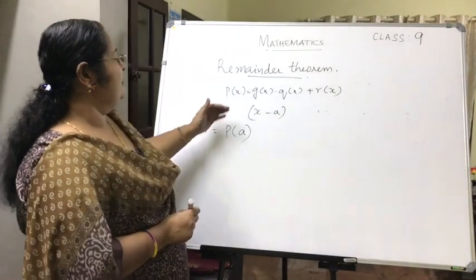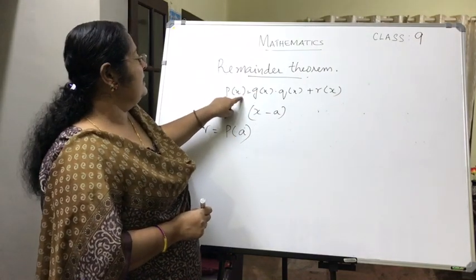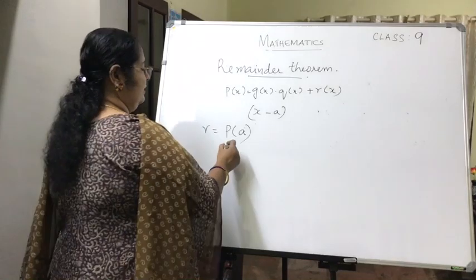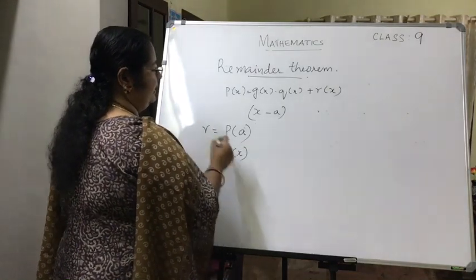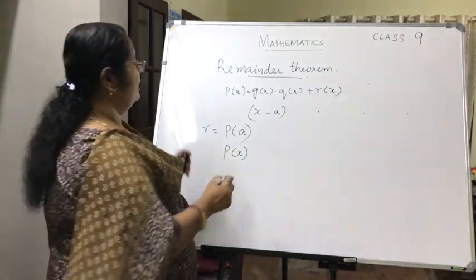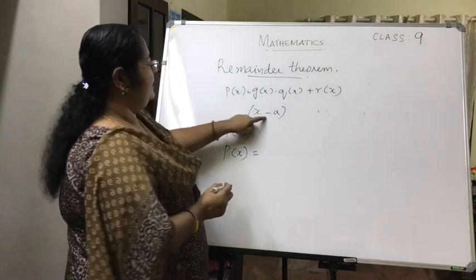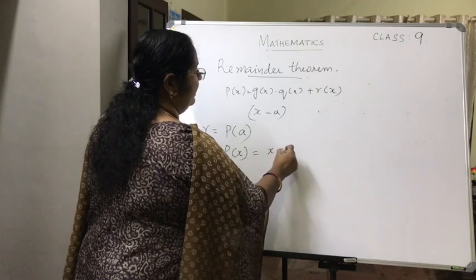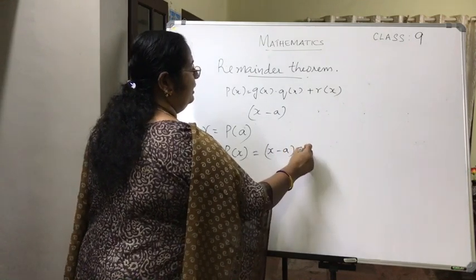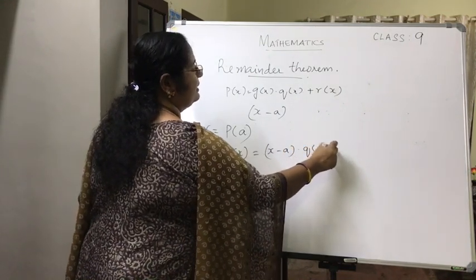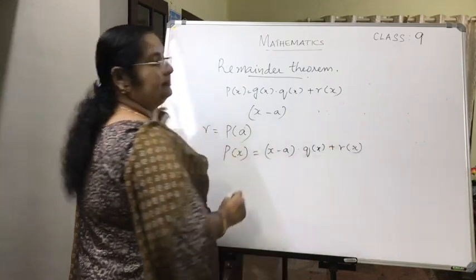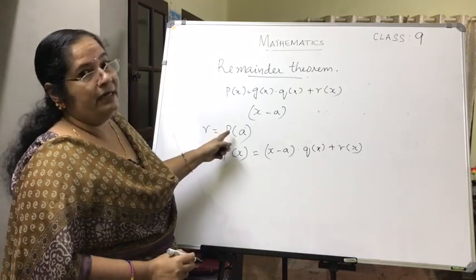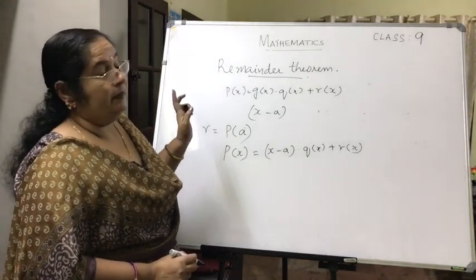So let us write this statement as a division fact. A polynomial P of x of degree greater than or equal to 1 is divided by a linear polynomial of the form x minus a. So the divisor is x minus a, times a quotient, plus a remainder. Now I'll just give you the proof of how you get the remainder as P of a.